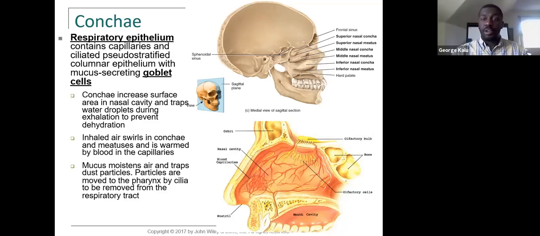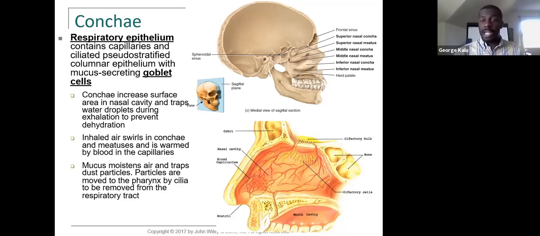Rule number 2 has to do with the meatuses that get formed by the conchae. These meatuses are going to, again, be coated by the respiratory epithelium, and they're going to have lots of blood capillaries. Capillaries are going to have lots of blood, and blood is able to absorb heat. So when we inhale air, air is going to be moving through the conchae and the meatuses, brushing past all of these capillaries, and so that is going to help warm the air that we inhale.